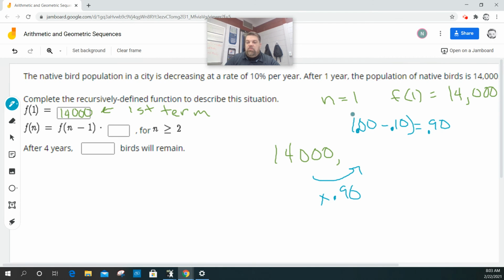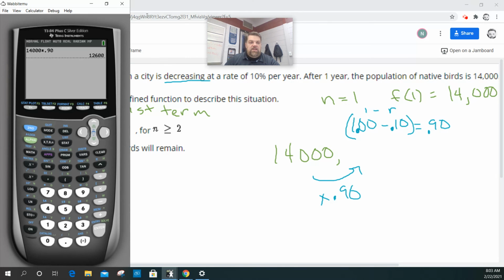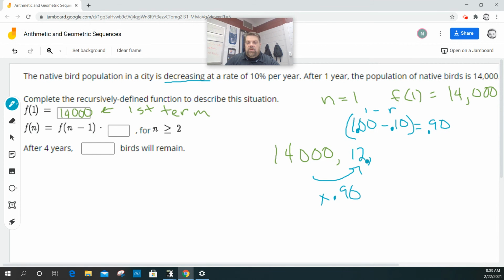That's the part that we're going to multiply by in the explicit form, where this is the 1 minus the rate. Why are we minusing it? Because it decreases. So that's how I get the 0.9. The cool thing about this graphing calculator is that it tells me that the next number is 12,600.